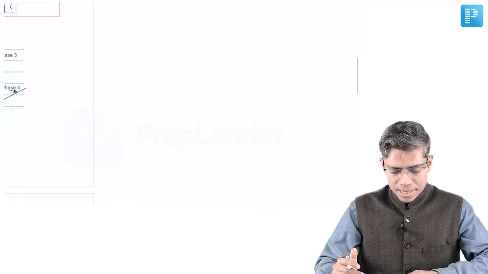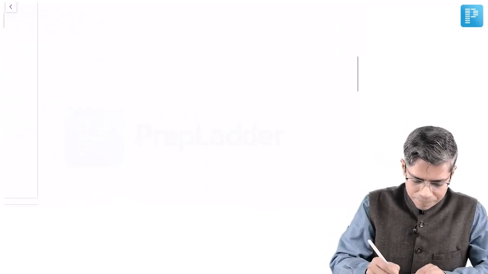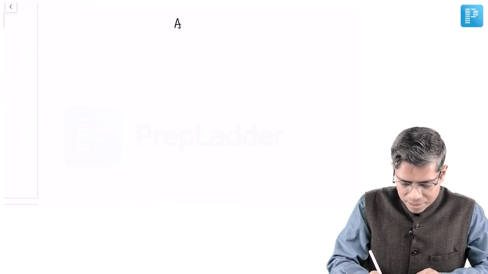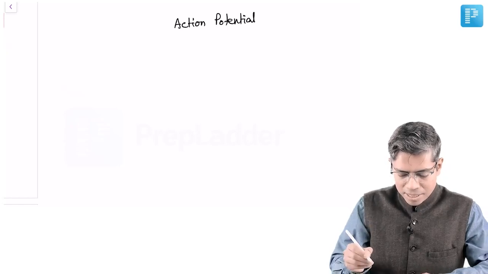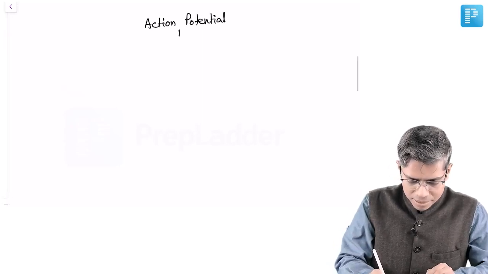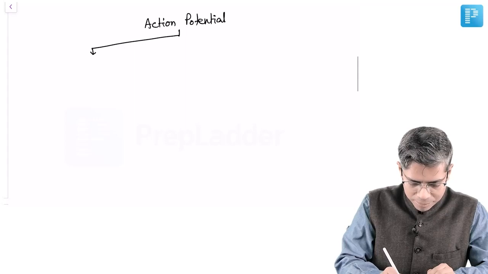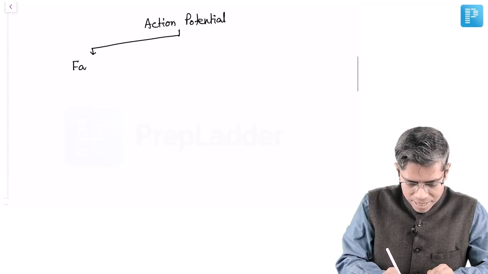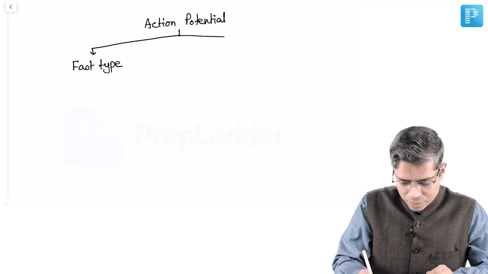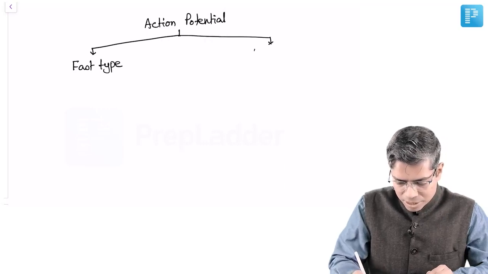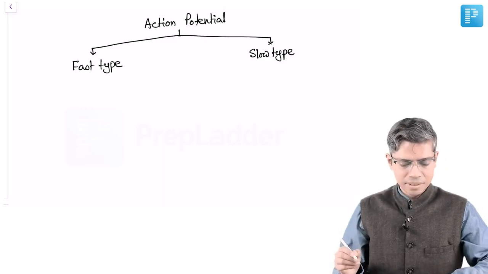So cardiac action potential, I am writing here the action potential of the heart, are mainly of two types. If I divide this, one is fast type action potential and the second one is the slow type action potential.